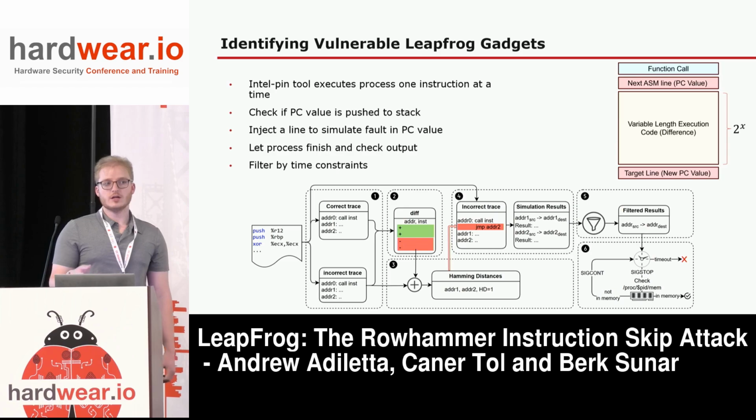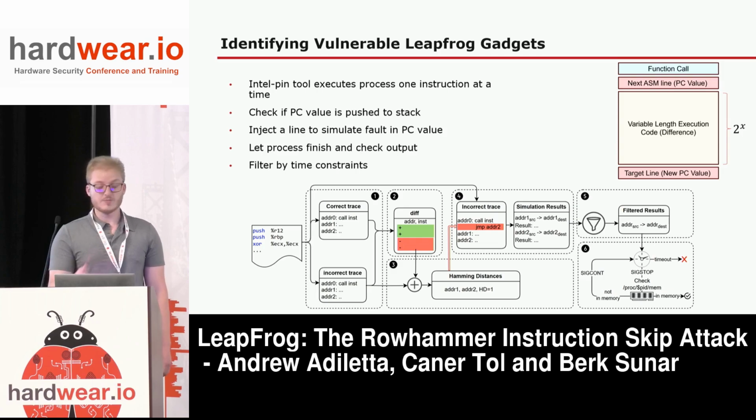And then what you do is you simulate the Rowhammer attack and the LeapFrog attack here by, after each function call, injecting a jump instruction to a new place in memory that's a power of 2. And then you compare and see, all right, did I get any closer to my correct trace when I entered the right password?